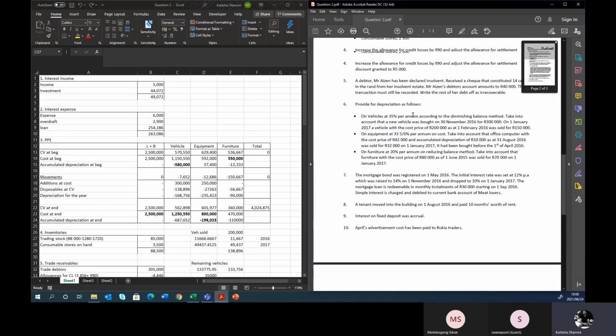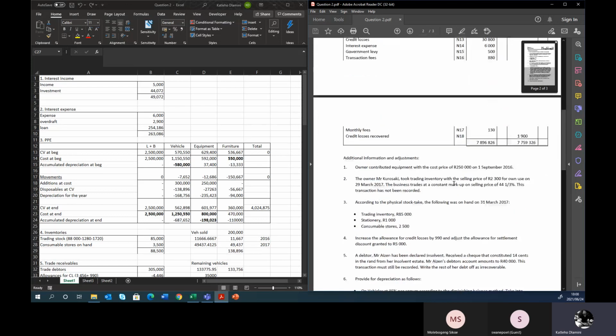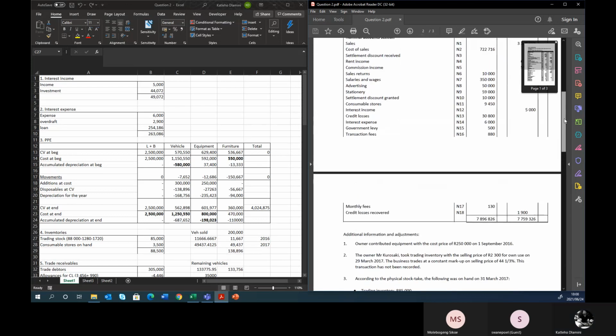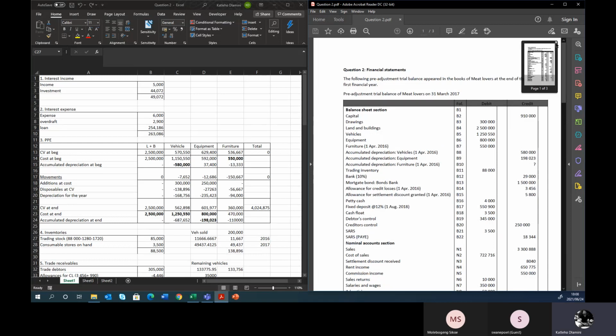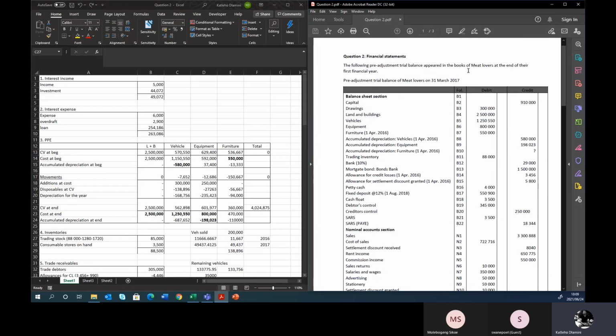So I'm going to go back to the beginning now. The following pre-adjustment trial balance appears in the books of Meat Lovers at the end of their first financial year. Pre-adjustment trial balance of Meat Lovers, 31st March 2017. These balances here, unless otherwise stated, are at the end of the year, the 31st of March. If it says another date here, then it's as of that date. This one is for this date, and so forth. All right.